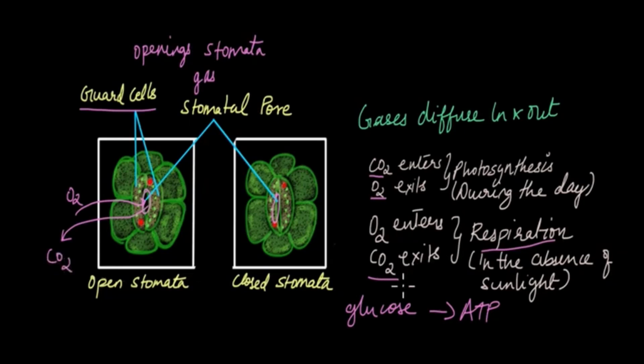Now, not all carbon dioxide actually exits. Some of the carbon dioxide is used up to make more glucose. So this is the process by which plants perform gas exchange. The gases diffuse in and out through the stomatal pores. Why do you think the guard cells need to control the opening of the pores? Why do you think the pores need to be closed at times? Think about that.